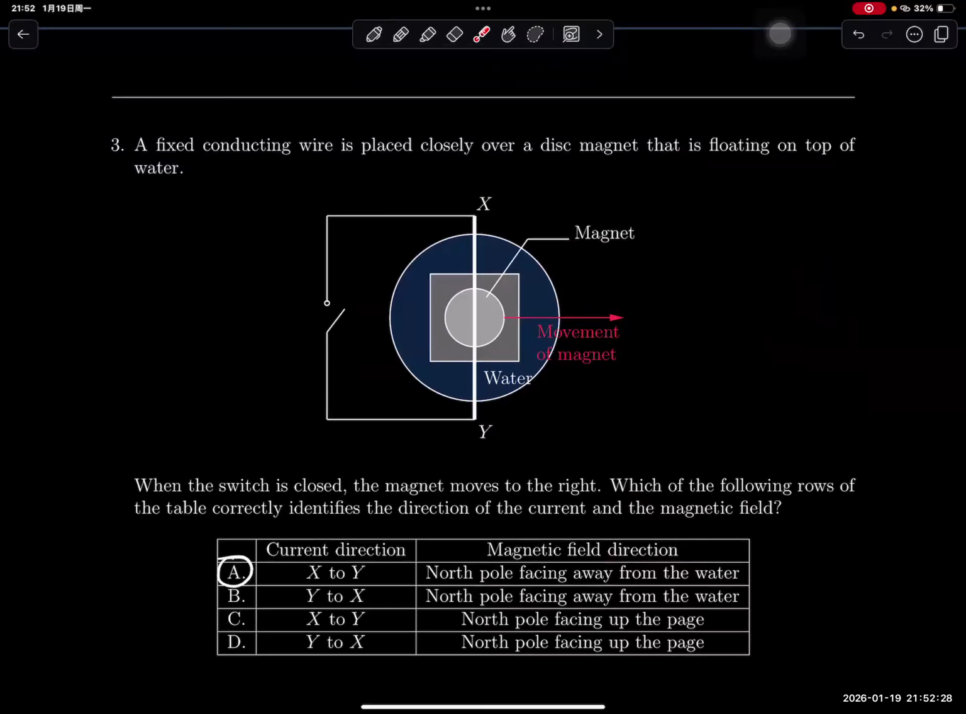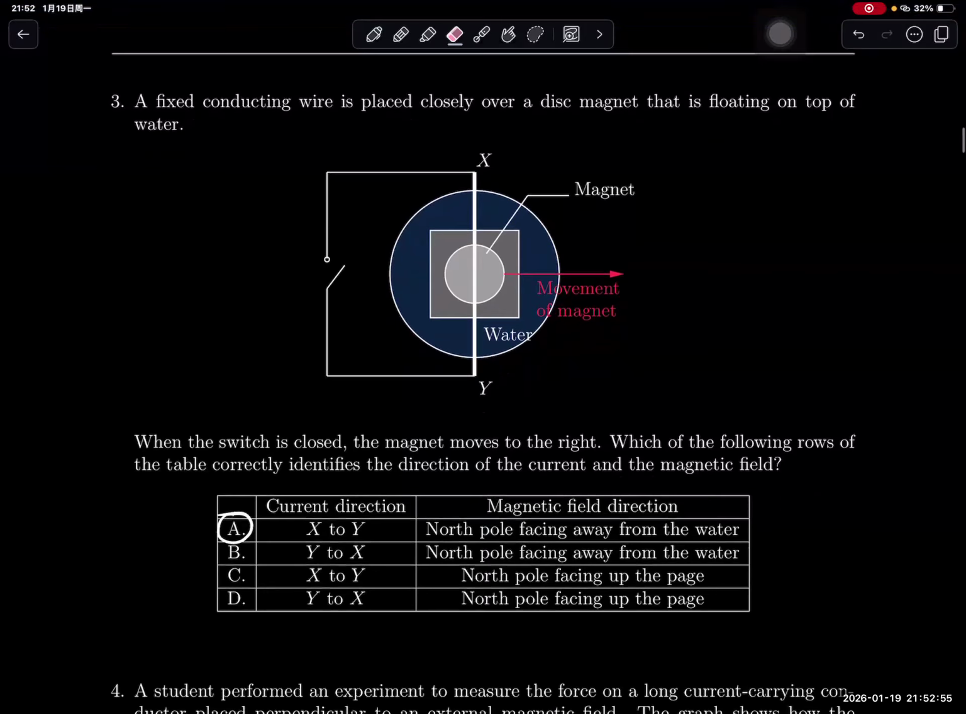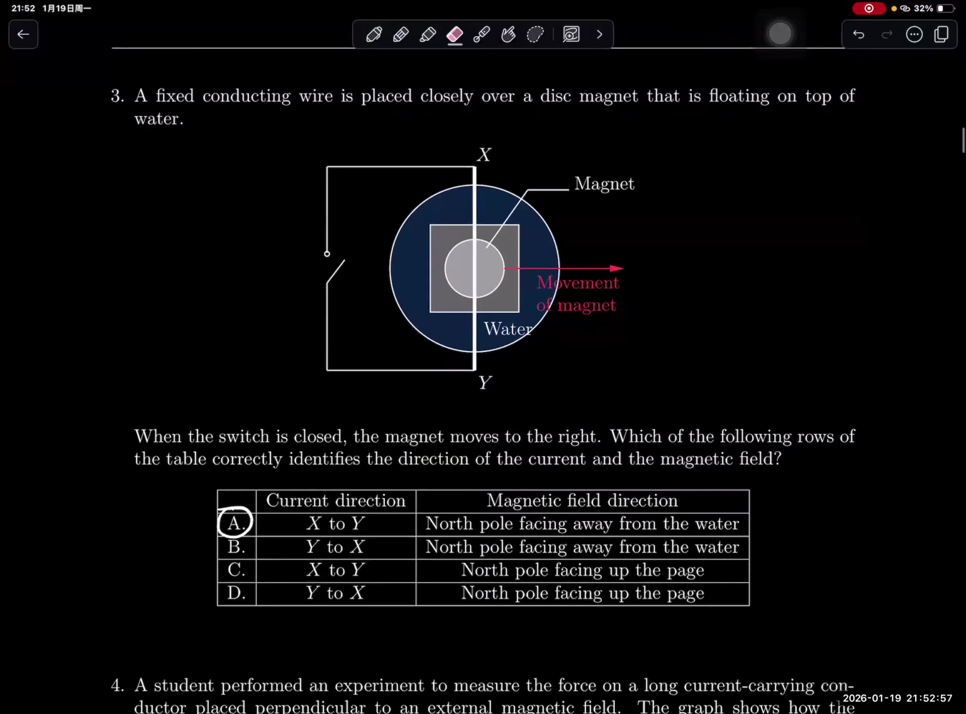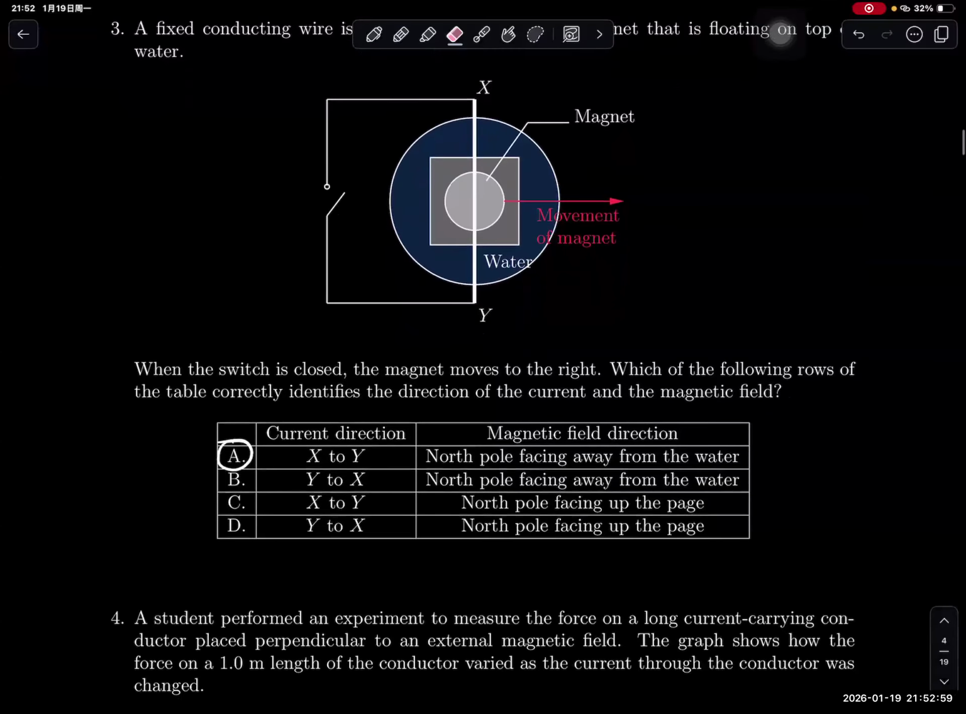And question 3, a fixed conductor is placed closely over a disk magnet that is floating on top of the water. When the switch is closed, the magnet moves to the right. So when the switch is closed, there is going to be a current. Which of the following rows of the table correctly identifies the direction of the current and the magnetic field? The magnetic field and the current must make sense in terms of the right-hand rule.